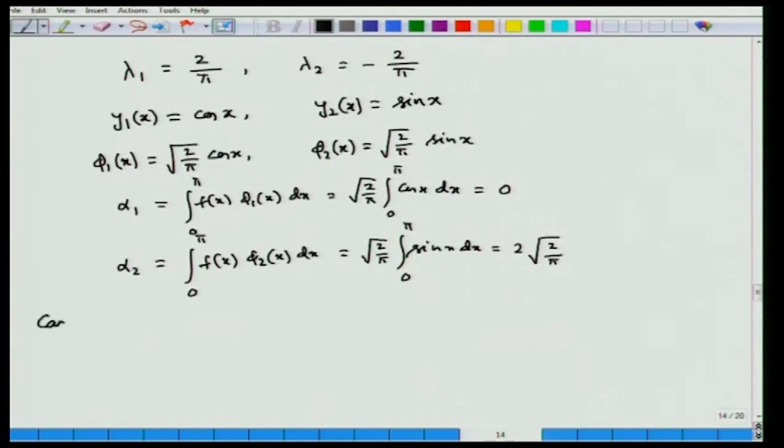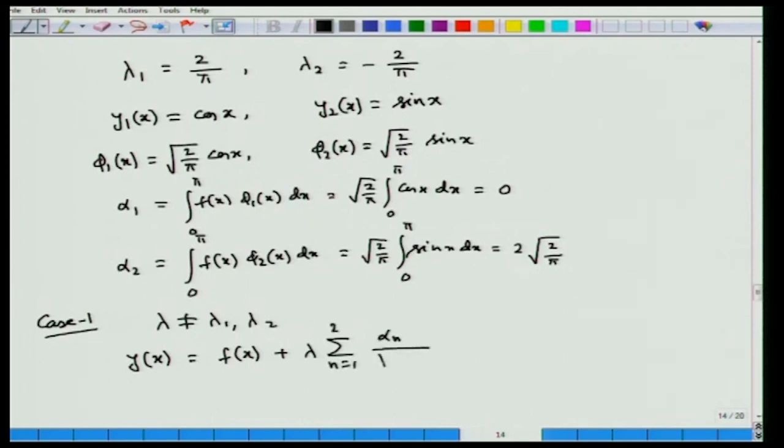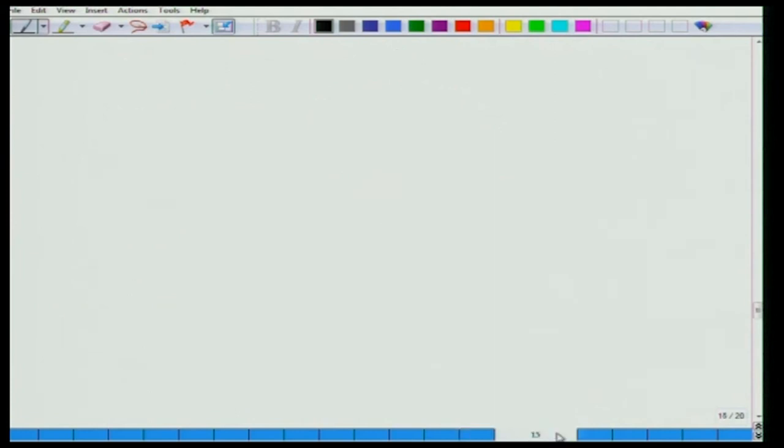With this result, case 1: if we consider that lambda is not equal to lambda 1, lambda 2, then y(x) will be equal to f(x) plus lambda sigma n equal to 1 to 2 alpha n divided by (lambda n minus lambda) phi n(x). Now, alpha 1 is equal to 0 and alpha 2 we have obtained here. So, after substituting you can find this is equal to 1 minus 4 lambda divided by (2 plus lambda pi) times sin x. This is the unique solution to the given problem when lambda is not equal to either lambda 1 or lambda 2.